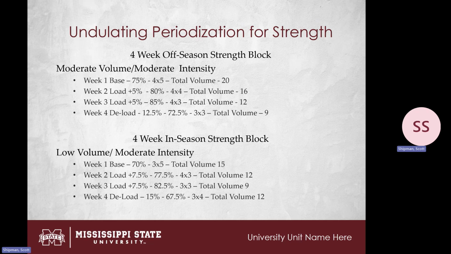Looking below at a 4 week in-season strength block, you're going from 70% and working up to 82.5% from week 1 to 3. You're going from 15 reps week 1 to 12 reps week 2 to 9 reps week 3. And then that deload week, we are backing off 15% to 67.5%, and we're doing 3x4, which again is still pretty low volume for 67.5%. A lot of this will be adjusted based off how the athlete feels that day and what their velocity based training looks like.